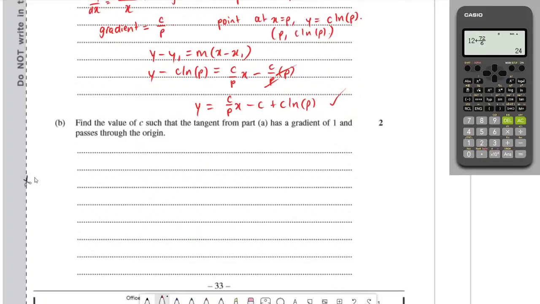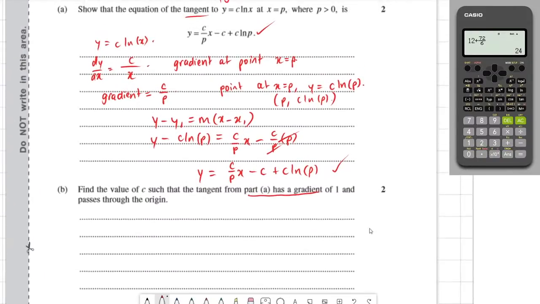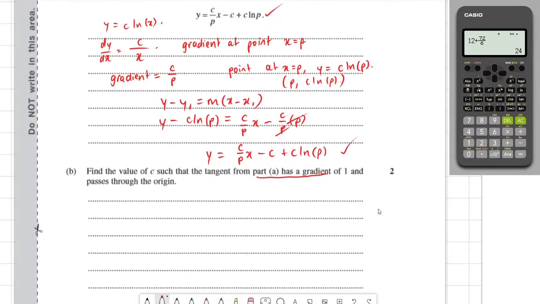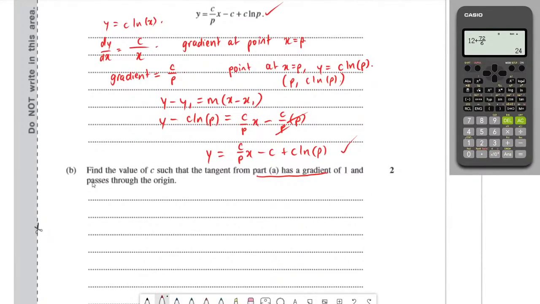Find the value of c such that the tangent from part A has a gradient of 1. Okay, so we'll start off with this bit first. So part A is a gradient of 1. So we want our derivative to be equal to 1. And passes through the origin. So the point that we're going to be working with is 0, 0. So x is equal to 0 and y is equal to 0. Now this is useful because when we go for our gradient, well, we can't actually work that out because we can't substitute 0 into our gradient.